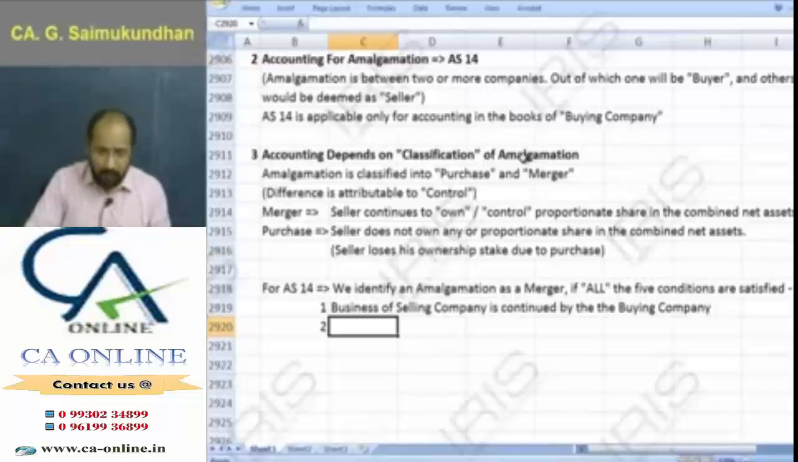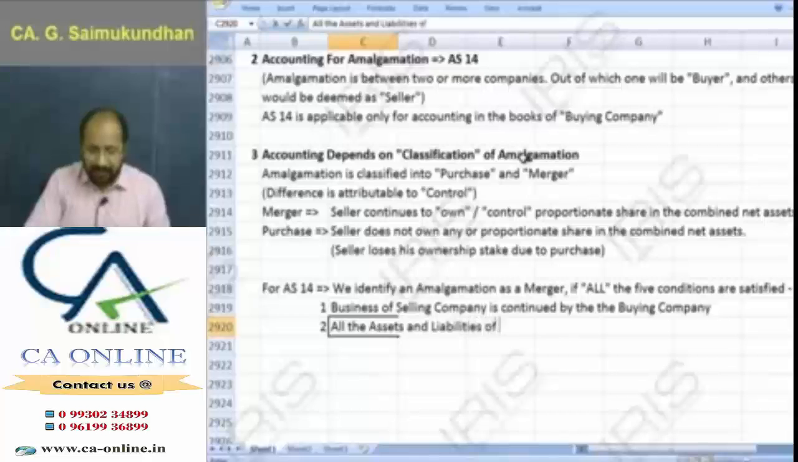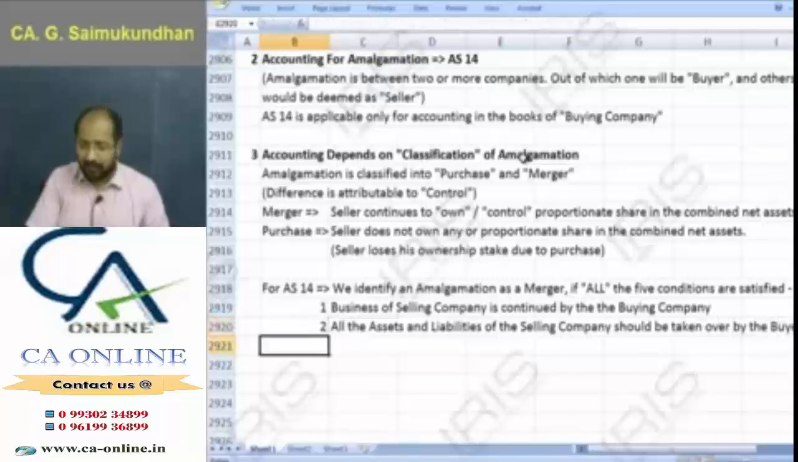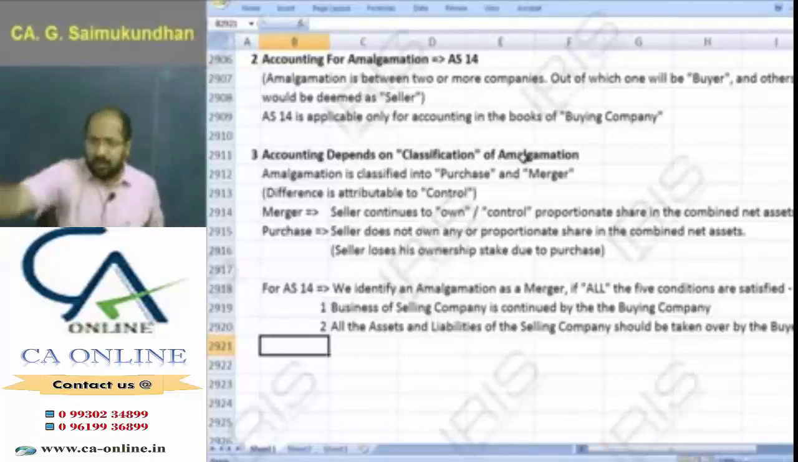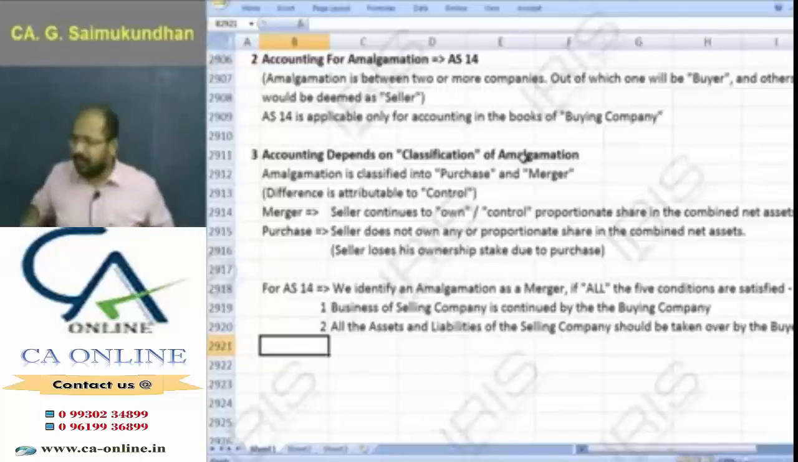Yes. Condition number 2. All the assets and liabilities of the selling company should be taken over by the buyer. Which implies if as a selling company you have, say, 10 units of assets and 5 units of liabilities, as a buyer I should take over all the 10 assets and all the 5 liabilities. I cannot selectively pick and choose at all.